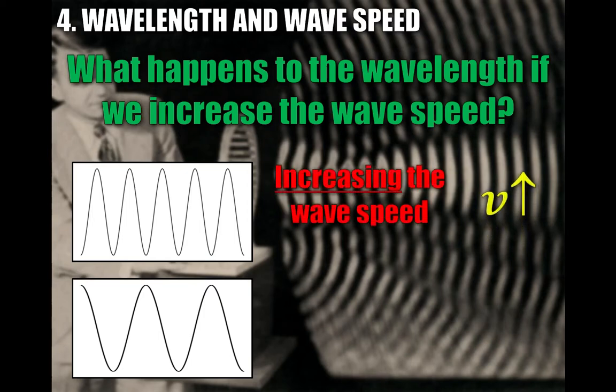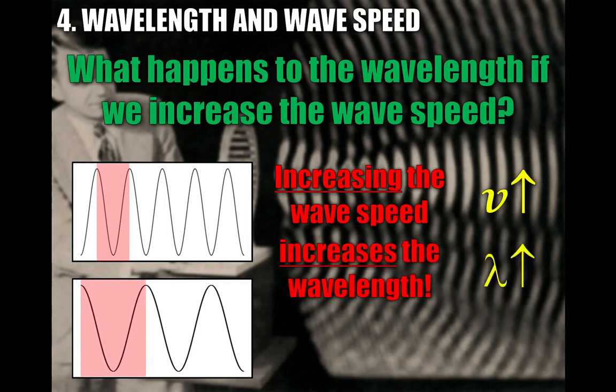So we conclude that increasing the wave speed increases the wavelength. This is a direct relationship, so symbolically we can write this as lambda directly proportional to wave speed. V is for wave speed.